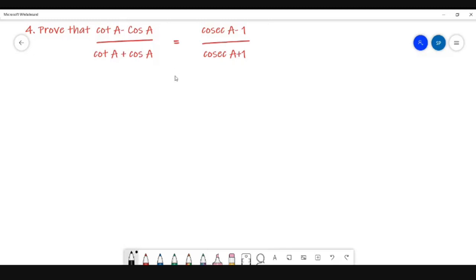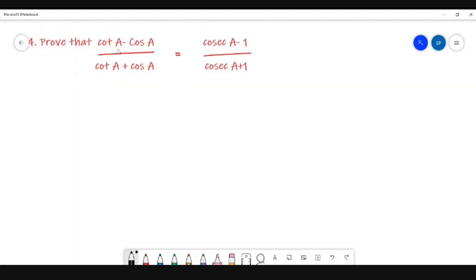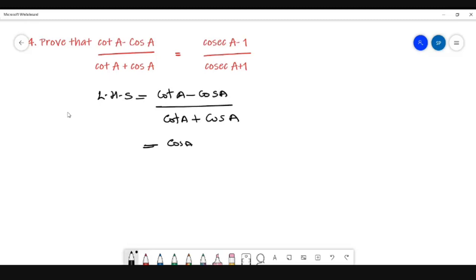So you can try this. Cot A is cos A by sin A. You can take the left hand side. Now cot A is cos A by sin A minus cos A, whole divided by cos A by sin A plus cos A.